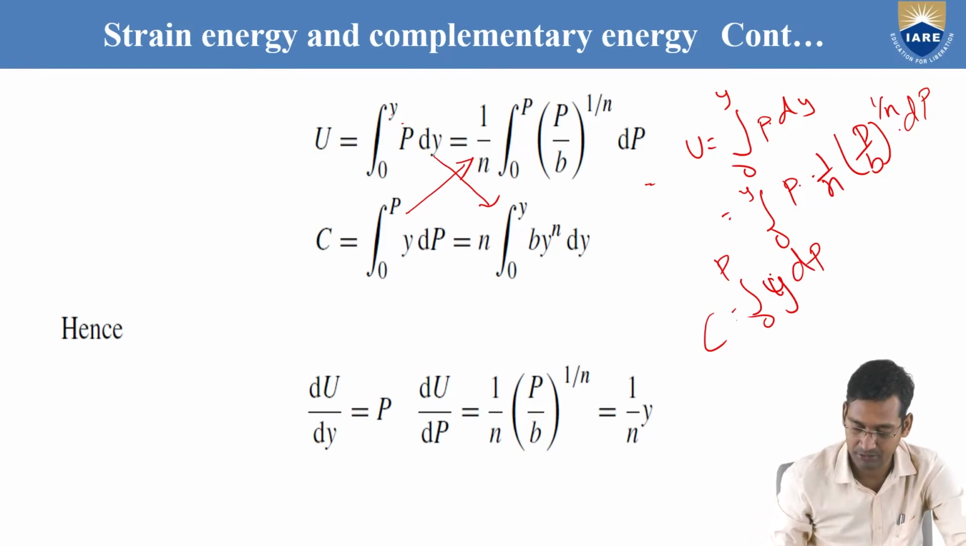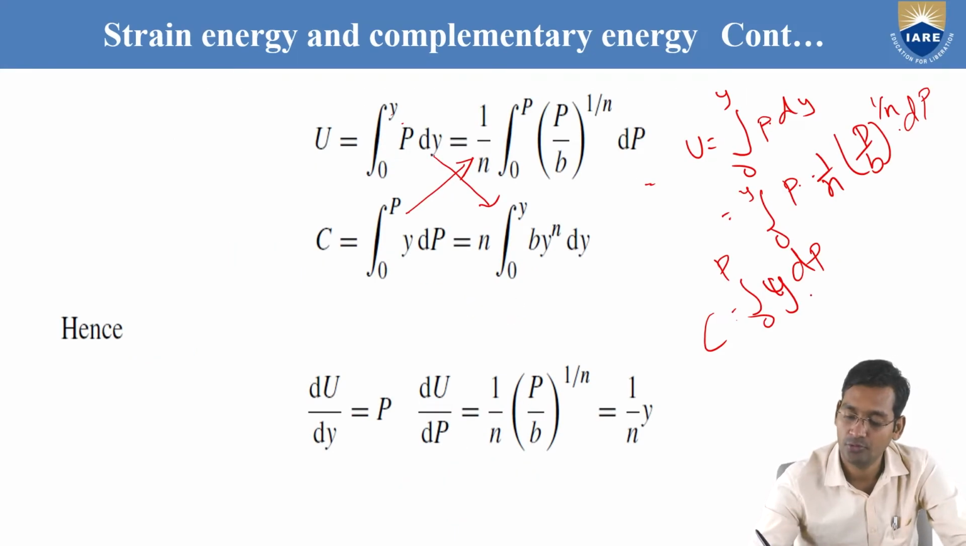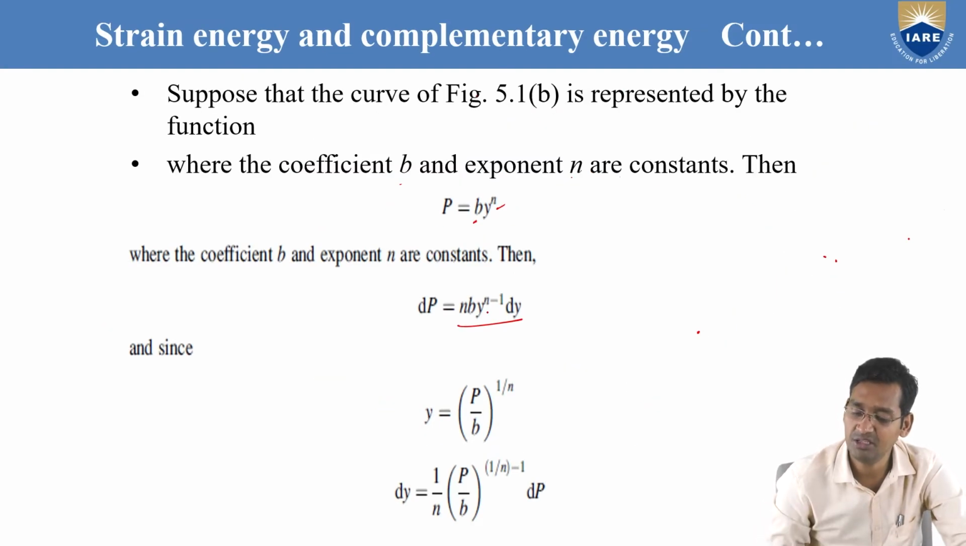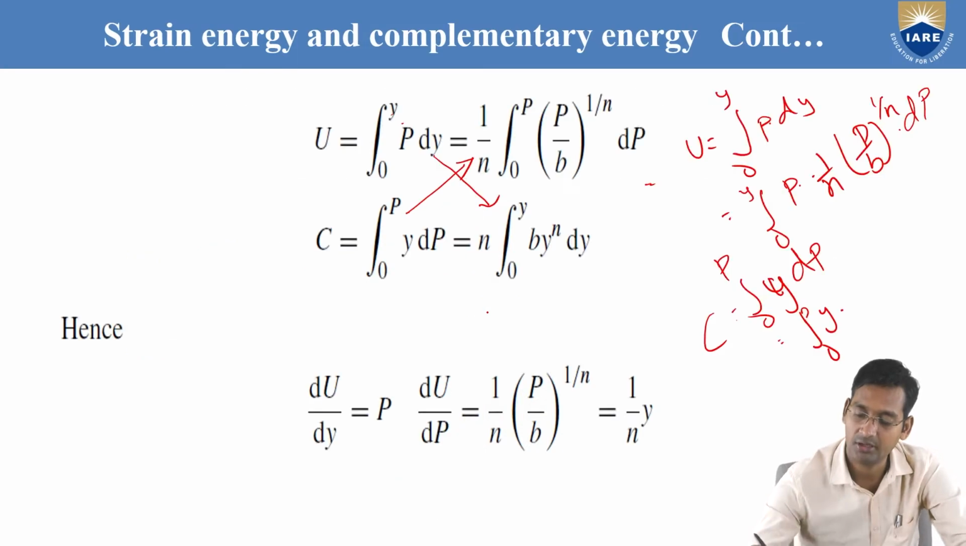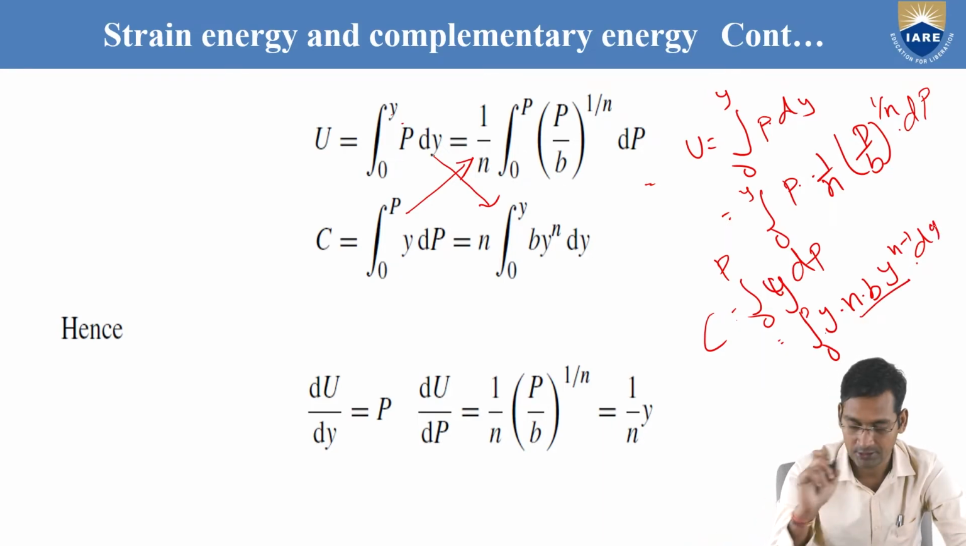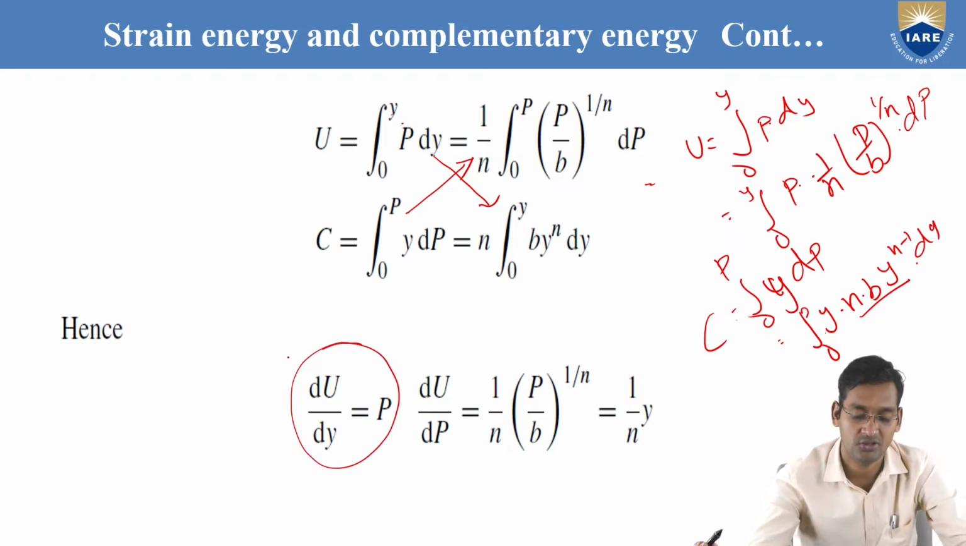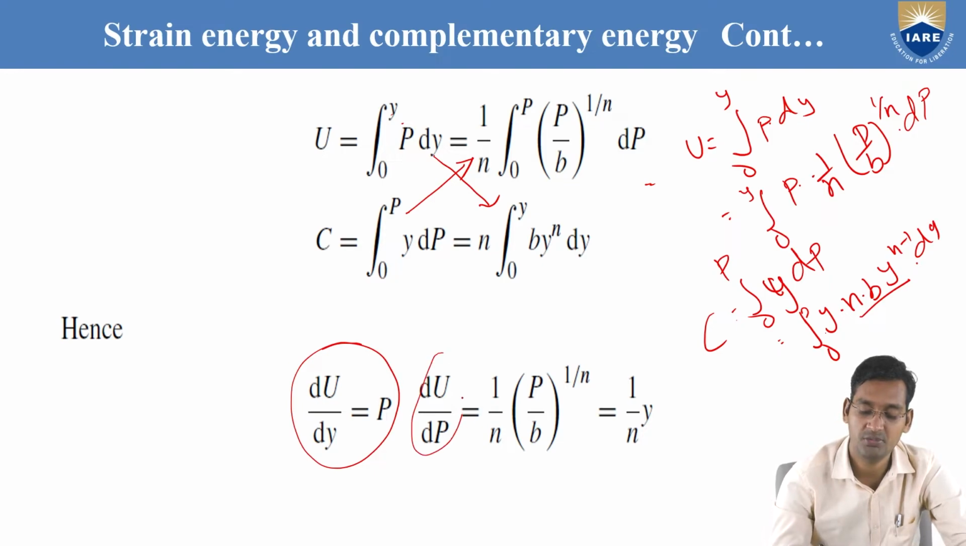Similarly, C is the integral from 0 to P of y dP. We found dP just here, dP is this one, so just put here, the integral from 0 to y of n b y to the power n minus 1 dy. So this is constant, we can take it out of the integration, then we can integrate y dy by 2. So after solving this, what you will get, dU by dy as P, and hence dU by dP is this value. This we already derived.